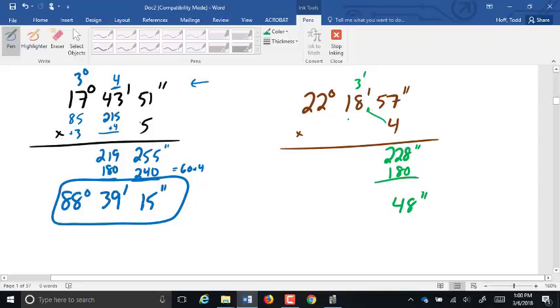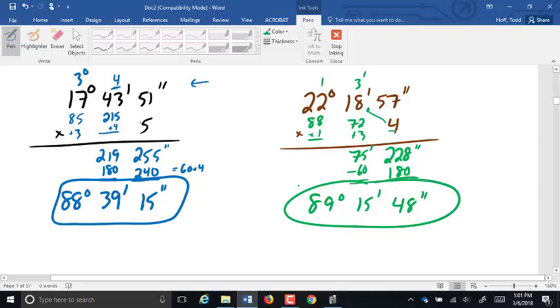And then 4 times 18, which is 72, plus 3 gives us 75. What do we have to do with that? Subtract 60 and carry 1. So 75 minus 60 leaves us with 15 minutes. Now we got 4 times 22, which is 88 plus 1. 89 degrees. So 89 degrees, 15 minutes, 48 seconds.